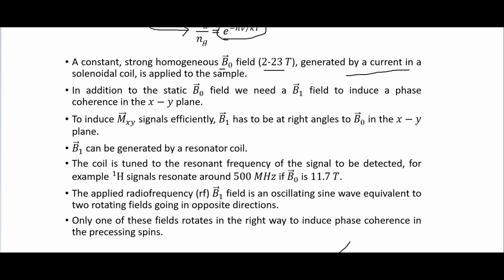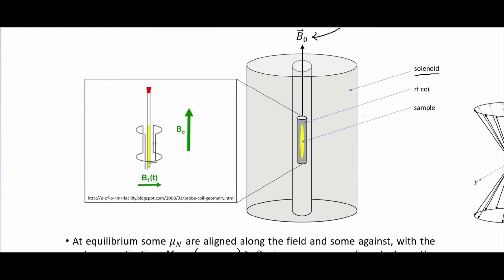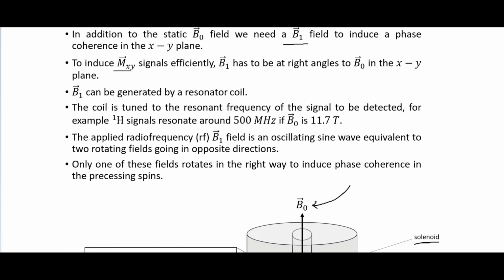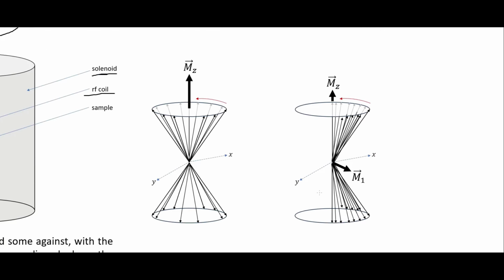So in addition to this B sub naught field, we need a B sub 1 field to induce a phase coherence in the XY plane. So we have this RF coil here, this radio frequency coil, and this can induce a perpendicular magnetic field to our sample. And so this induces a magnetic moment in the XY plane. And so that will look like this. So we have our sample right here.